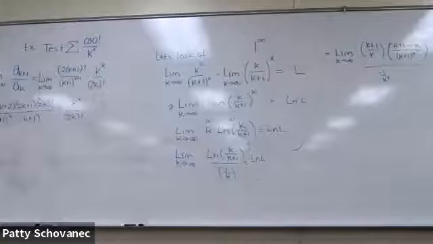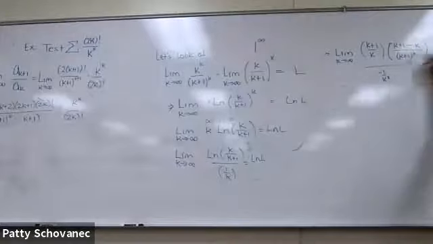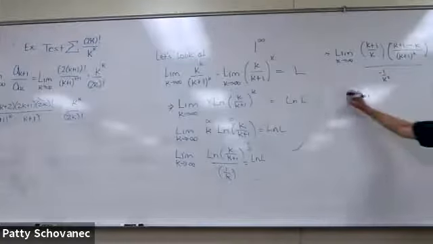So in the parentheses there, I lose the k's, and I have 1 over k plus 1 squared. Divide by that, it's going to put a k squared up here. All of that's equal to the natural log of L.